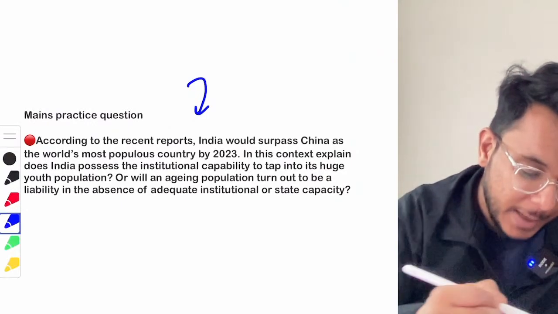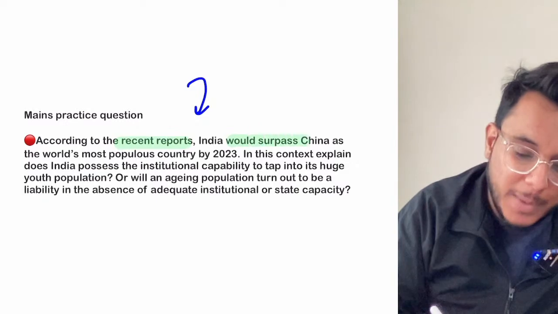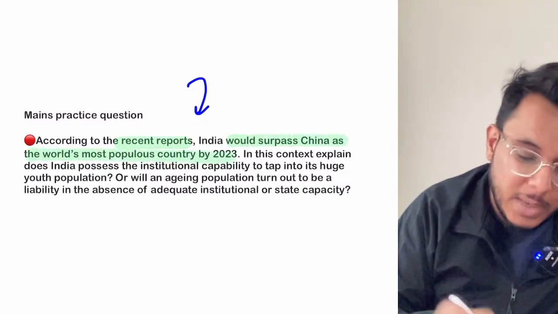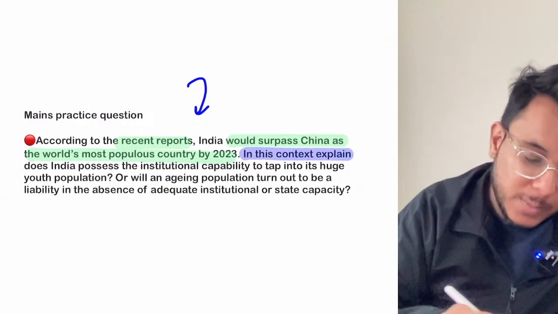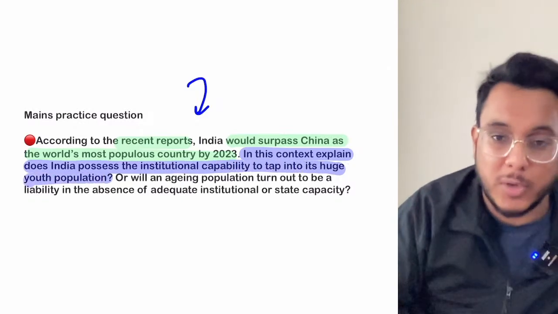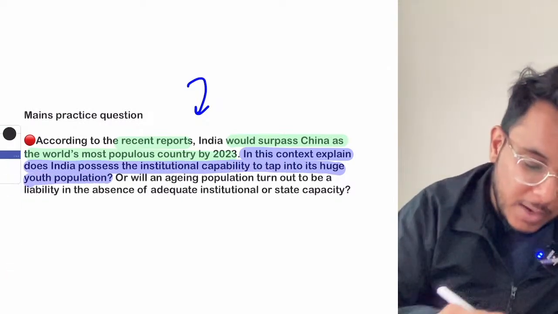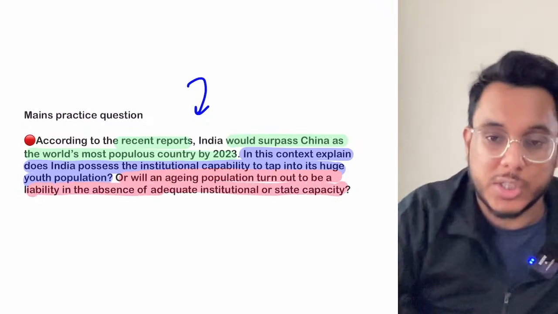So guys, the mains practice question for today says, according to the recent reports, India would surpass China as the world's most populous country by 2023. In this context, explain, does India possess the institutional capacity to tap into huge youth population? Or will an aging population turn out to be a liability in the absence of adequate institutional or state capacity?